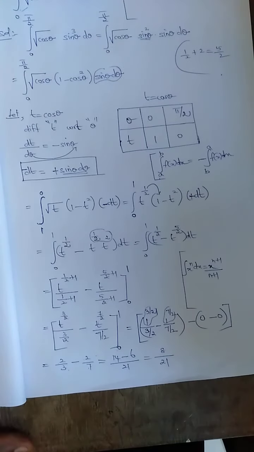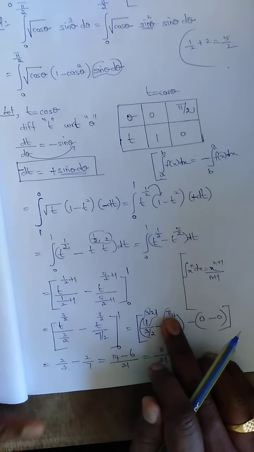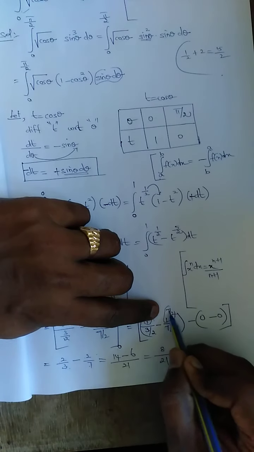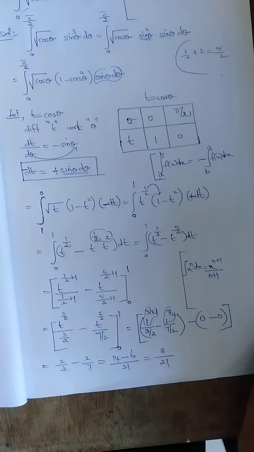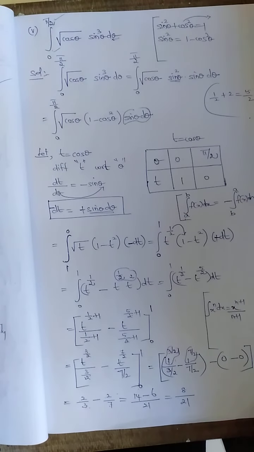So 8 by 21. The main thing to learn: 1 power 3 by 2 is 1, so this 2 moves upward, 2 by 3; 1 power 7 by 2 is 1, so 2 by 7. Now cross multiply and find the answer. So this is the required answer for this sum. Thank you.